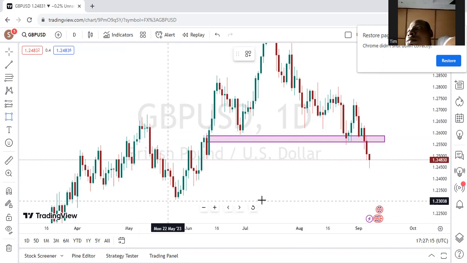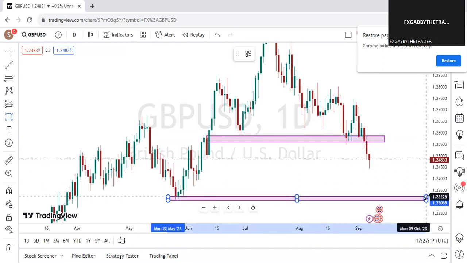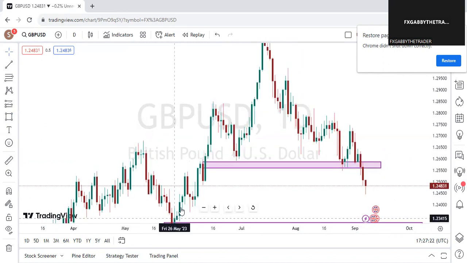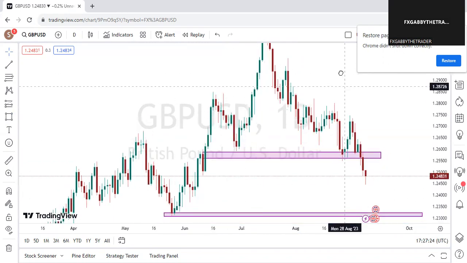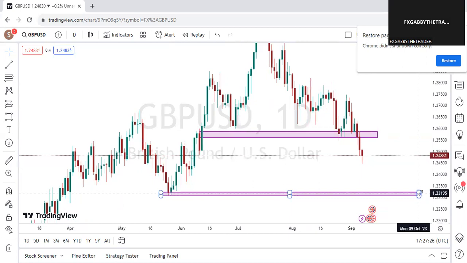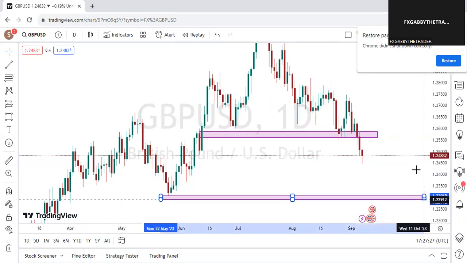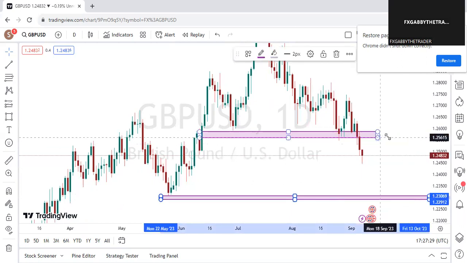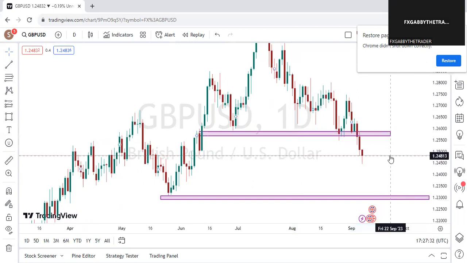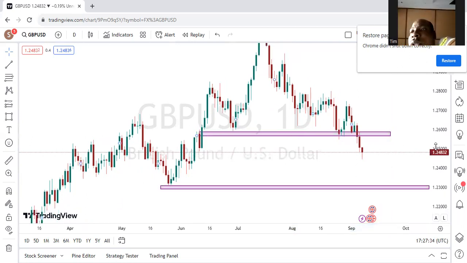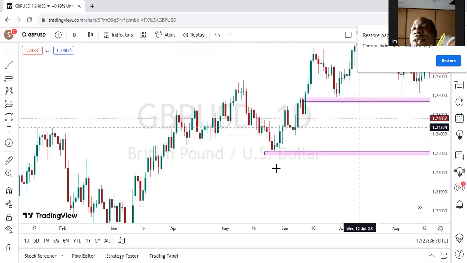We're expecting GBP USD before the end of this month to come and touch this low level where the market moved with a very aggressive move to the upside. So that's what we're expecting on GBP USD. Are you guys following? Yes, I am following.